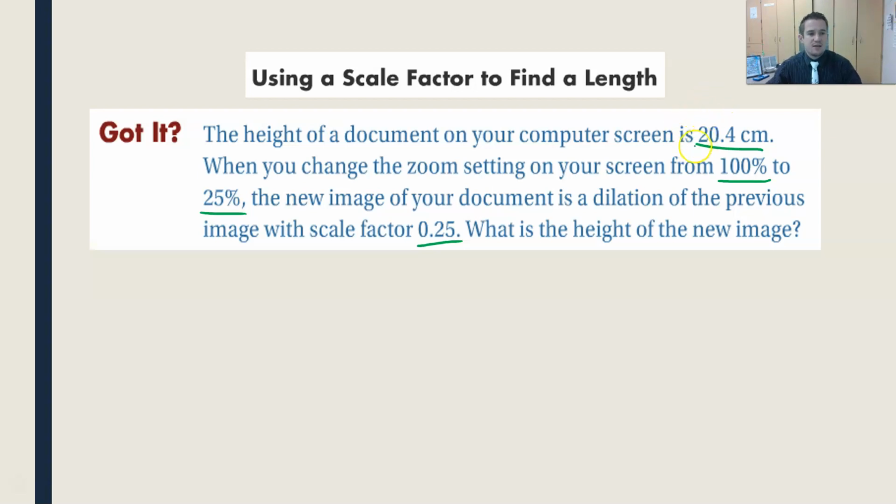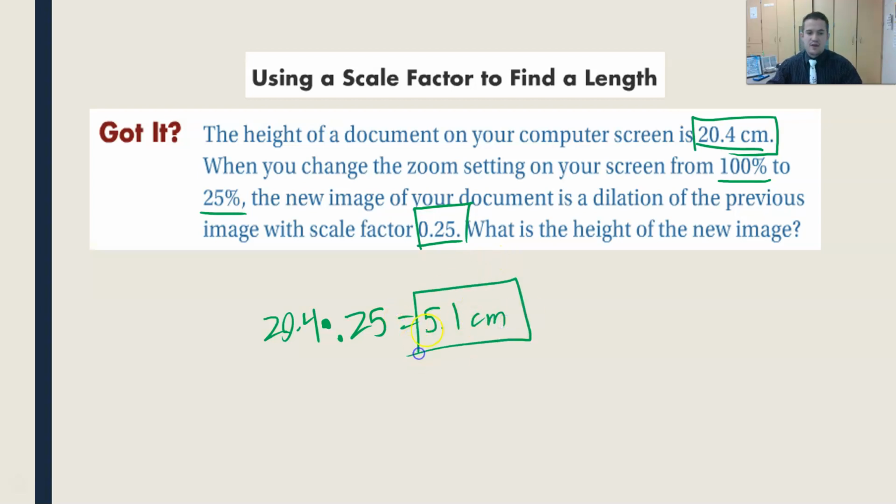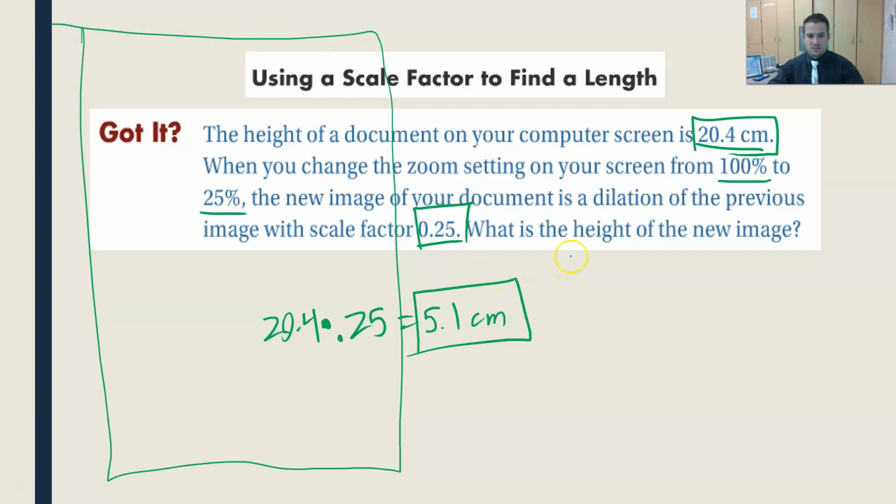So if I were to take this height, the height of this document being 20.4 centimeters, and I dilate by a scale factor of 0.25, I'm going to go ahead and multiply 20.4 times 0.25, or by 1/4, a quarter, 25% of the size. So 20.4 times 0.25, that's going to give me 5.1 centimeters. So now, instead of being like 20.4 centimeters tall on your screen, the new dilated image is going to be 5 centimeters tall or something like that, 1/4 of the size. That's a dilation.